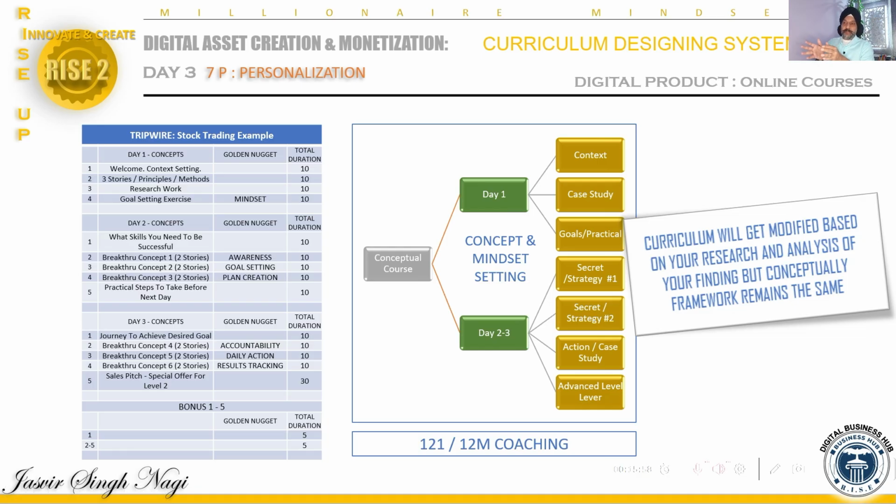I will take this to you in the subsequent set, because now you're clear of the right side of the box. If you see the pro title there, its curriculum will get modified based on your research and analysis of your findings, but the conceptual framework remains the same. So what I just mentioned earlier, right? Conceptually everything should remain the same. You follow the steps, you put in the details, and you should be able to create your online courses, right?